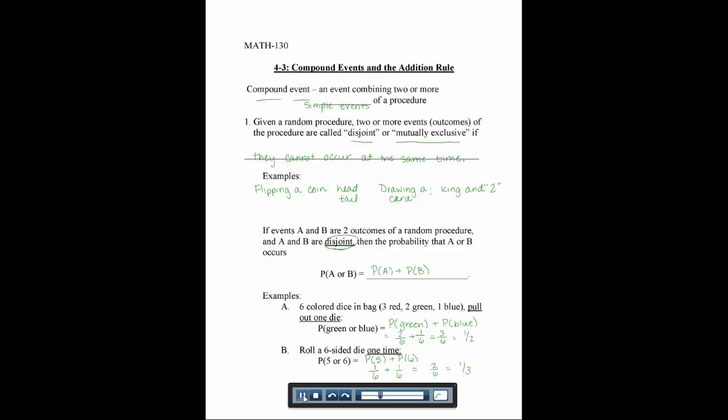Okay, so what you should be noticing is that when we have the word or in our probability, we add. Okay, and that's why it's called the addition rule.